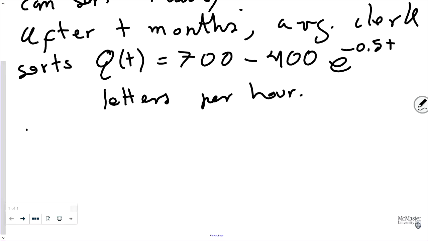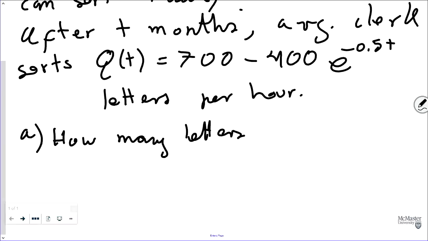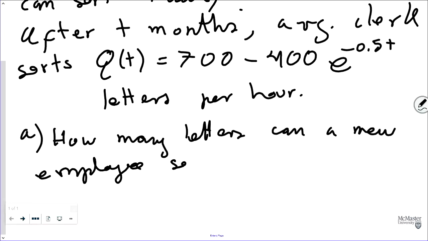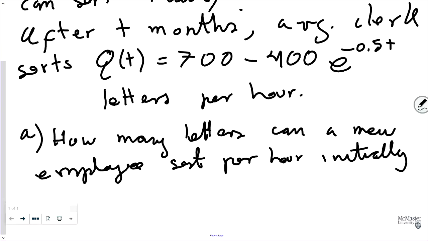So we have 3 questions. How many letters can a new employee sort per hour initially? This is a specification that is not indicated in the book, but in a way, it's common sense from the context, but this might be important.